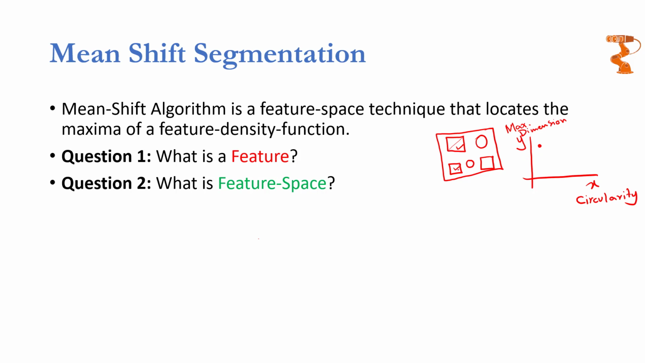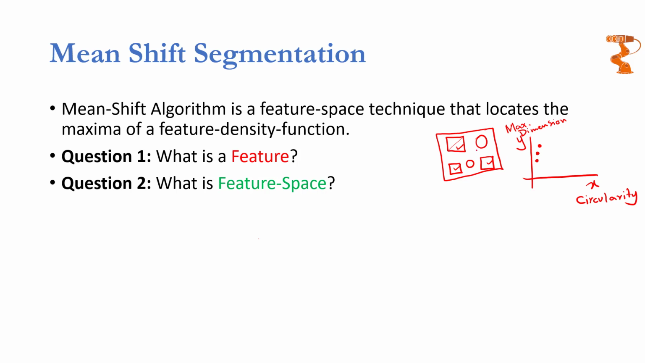Same will be done for this square. So it might lie somewhere over here. It has a smaller maximum dimension and a smaller value of circularity. And for this square, it might lie somewhere over here. So these are three dots which are representing these three squares in feature space.